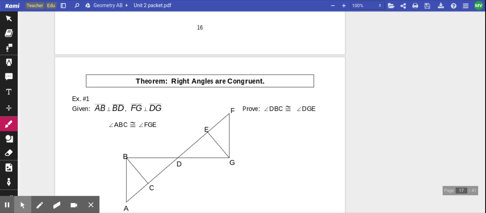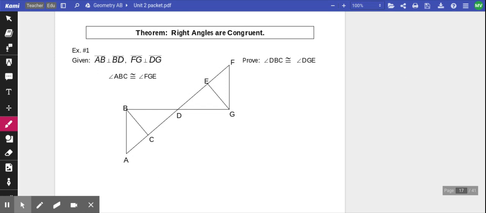So our first theorem for today is right angles are congruent. This means that all right angles are always congruent, and that kind of makes sense. You're kind of like, why do we need to say that? Because they both equal 90 degrees, so of course they're congruent. But it's important in proofs.